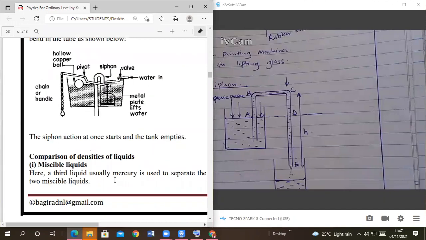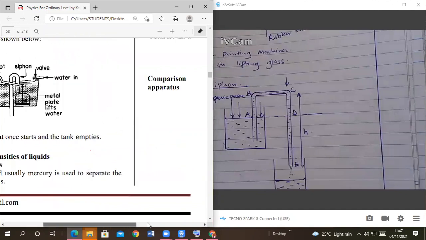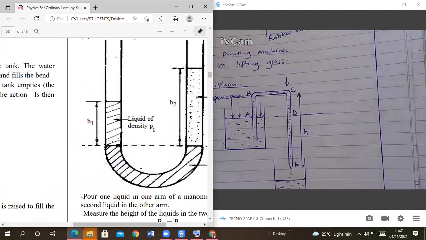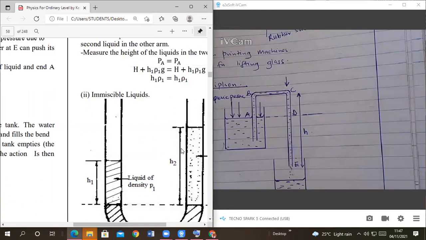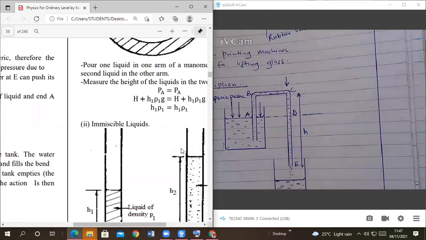Miscible liquids and immiscible liquids. And we shall understand how we can get the densities of different liquids if they are miscible. Miscible means that they can be mixed. If they are immiscible, it means that they cannot be mixed together. For example, paraffin and water cannot mix each other.